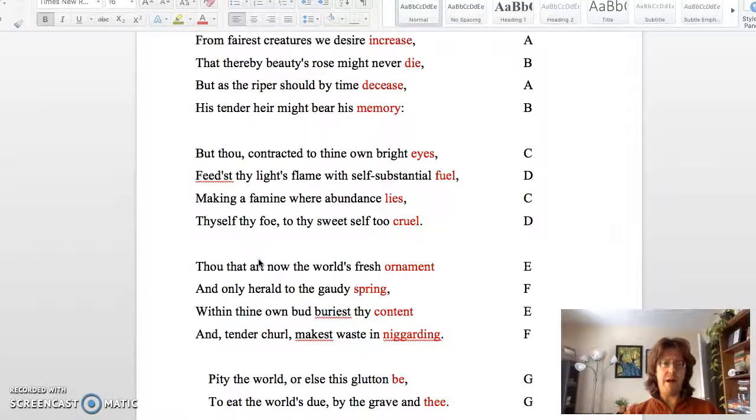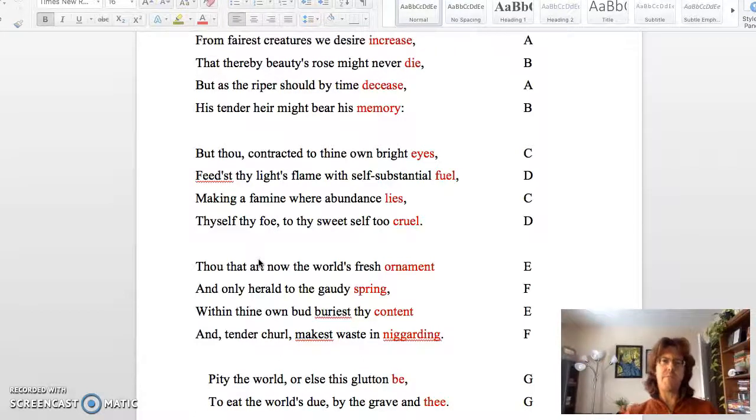Then a contrast. "But thou, contracted to thine own bright eyes, feed'st thy light's flame with self-substantial fuel, making a famine where abundance lies, thyself thy foe, to thy sweet self too cruel." This is saying, you, on the other hand, whoever's being talked to, you are a very beautiful person, but you're only really keeping your beauty to yourself. You're being cruel by not replicating yourself. You're not interested in producing offspring. You can kind of see where this poem is going already.